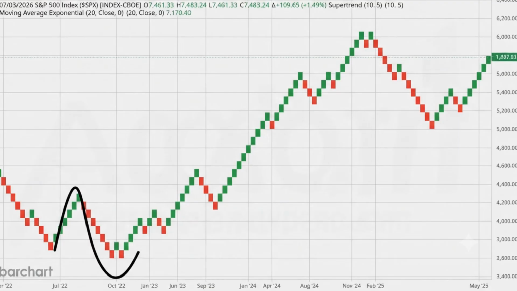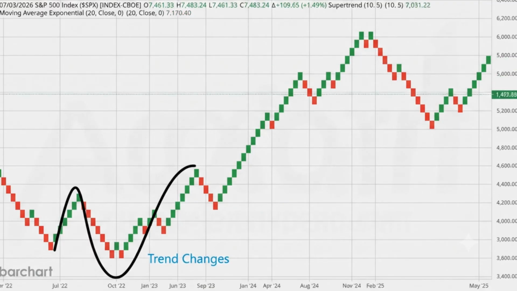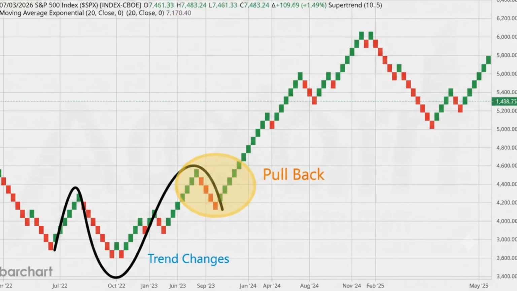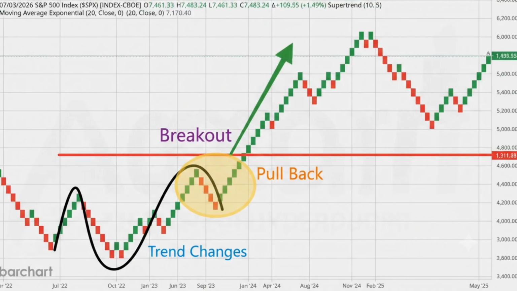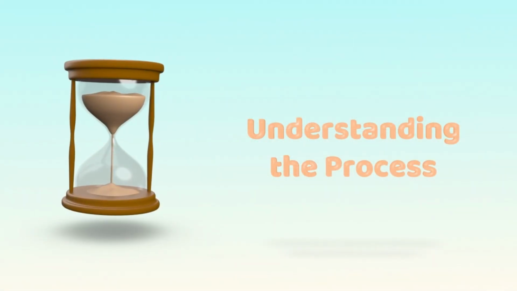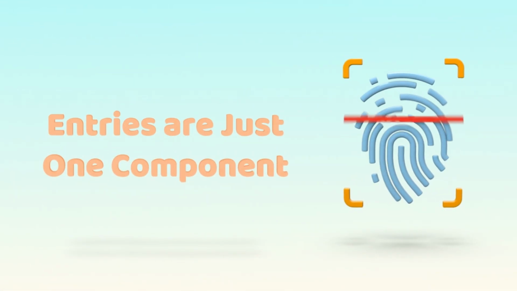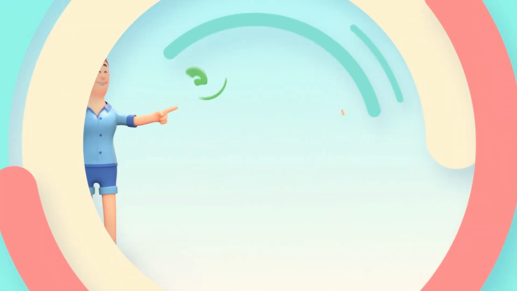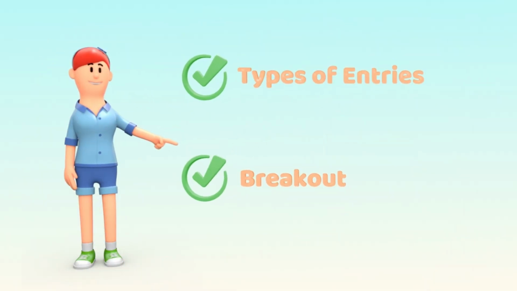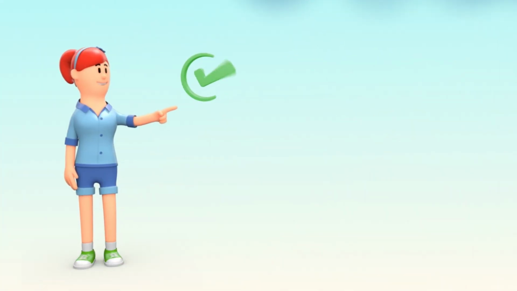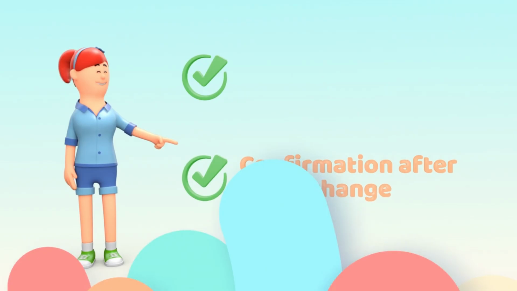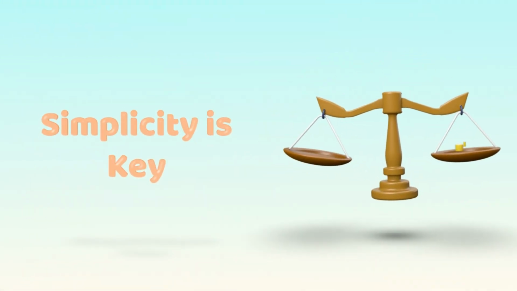Step 5. Build entry rules. Now we can finally talk about entries. Notice we're already halfway through the process. That's intentional. Entries are important, but they're only one part of the system. For example, I might wait for a breakout, a pullback, or confirmation after a trend change. Whatever the rule is, it needs to be simple enough that I can follow it consistently.